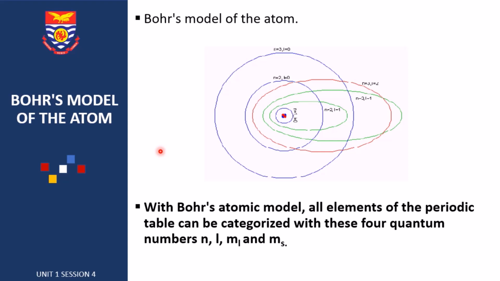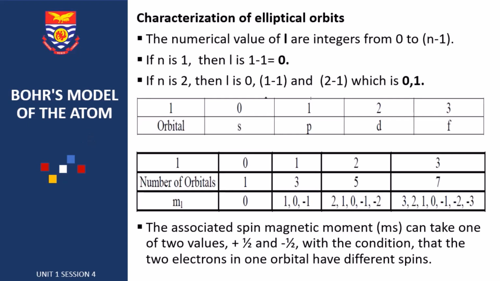And then the Ms, which is the spin quantum number, and it talks about the axis about which the electrons can rotate. Let us look at the four quantum numbers in detail.